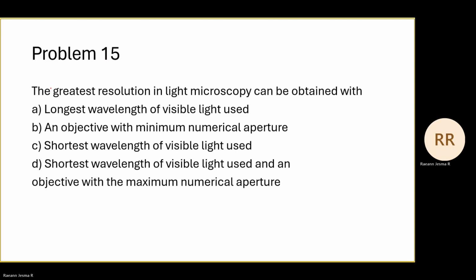Already in the previous problem we saw that resolution is given by 0.61 into lambda divided by NA. Okay. So if you want to resolve very small features, you should have a very high numerical aperture and small wavelength. So the correct answer is option D, shortest wavelength of visible light used and objective with the maximum numerical aperture.